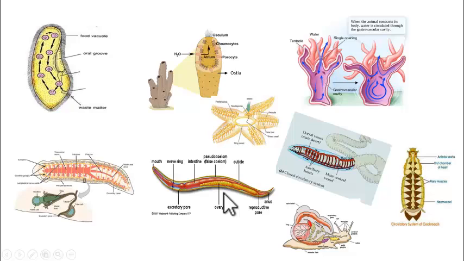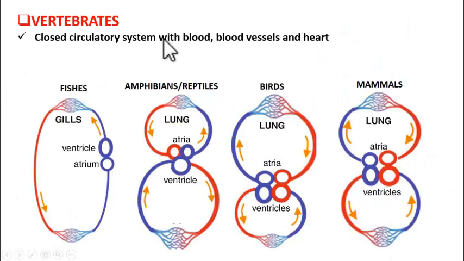Now coming to vertebrates. All vertebrates have closed circulatory system with blood, blood vessels and heart, right? But they differ in the number of chambers of heart. If you take fishes, they have 2 chambers, 1 atrium, 1 ventricle. Amphibians and reptiles, it is 2 atria and 1 ventricle, that is 3 chambered heart. In birds, it is 4 chambered heart, 2 atria and 2 ventricles. In mammals, again 4 chambered heart, 2 atria and 2 ventricles, right?